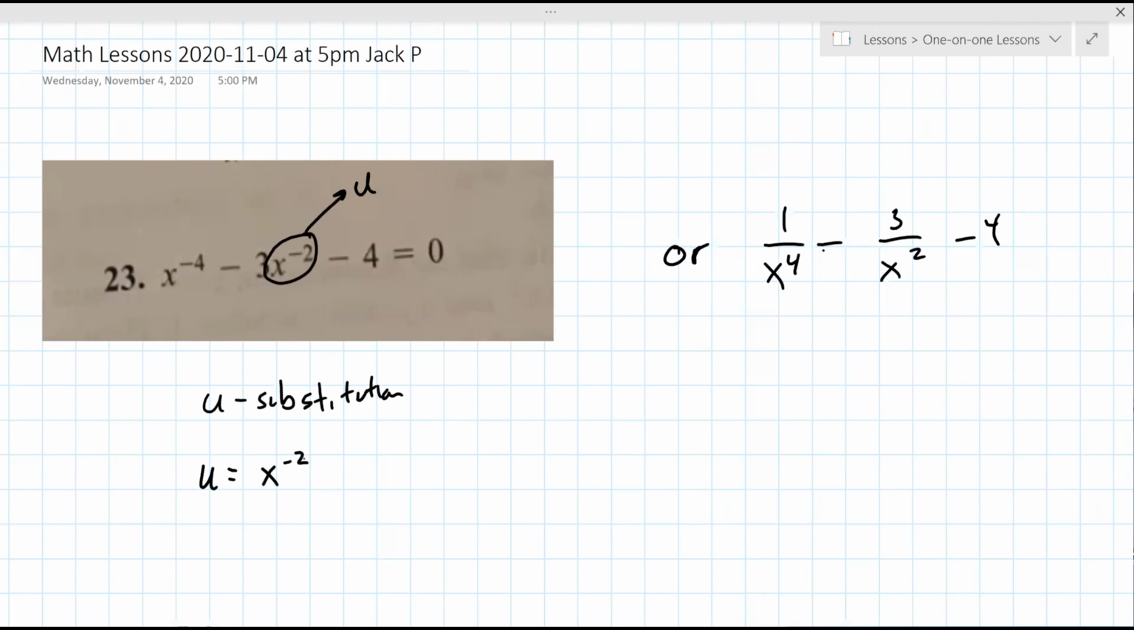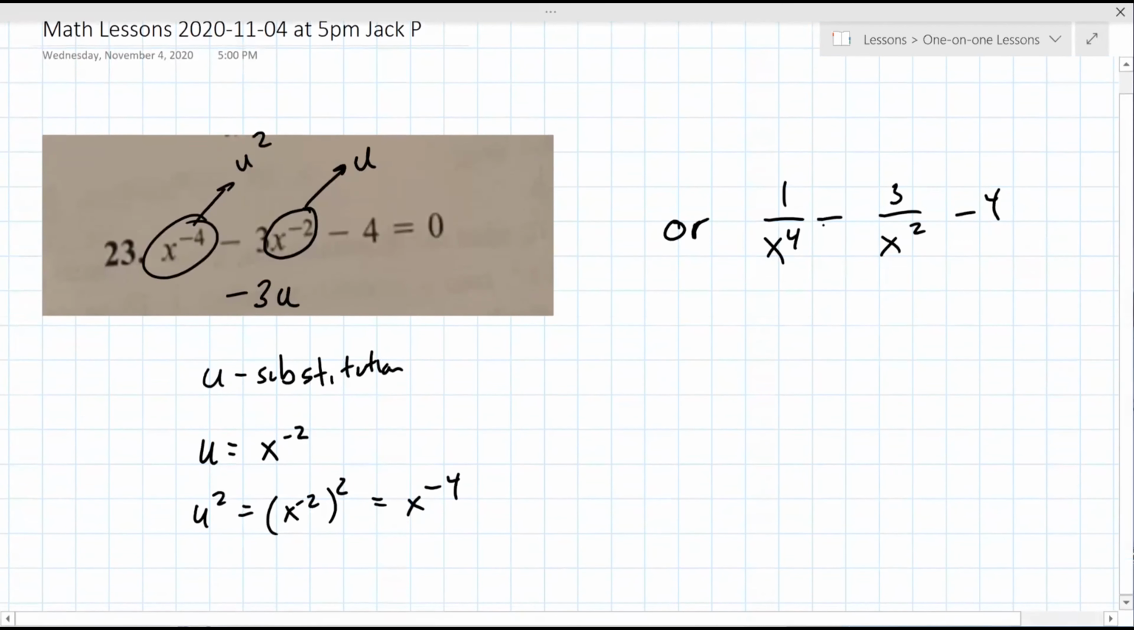So 1 over x to the fourth becomes 1 over U squared, minus 3 over U. Well, U squared takes this place, so it's like 3U here, minus 3. And then U squared is x to the minus 2 squared, which is x to the minus 4. If you've done it right, this always becomes U squared.